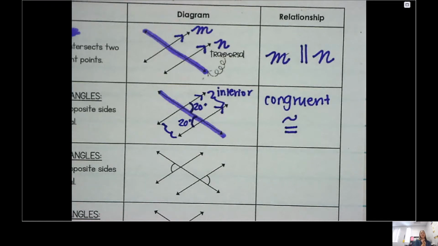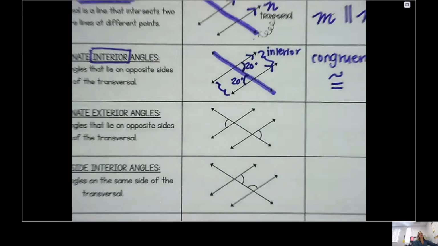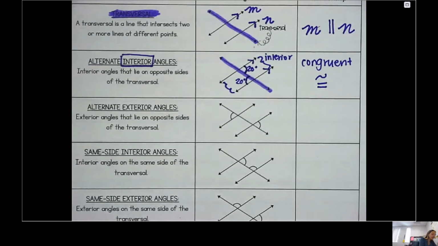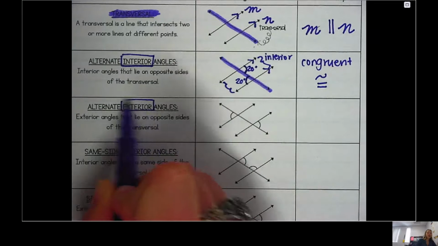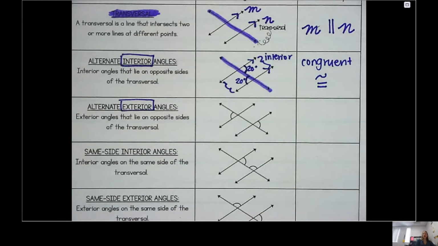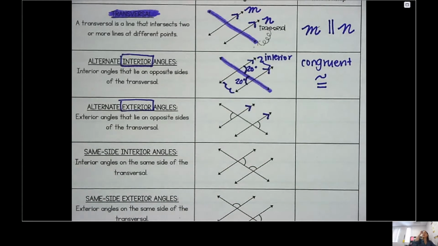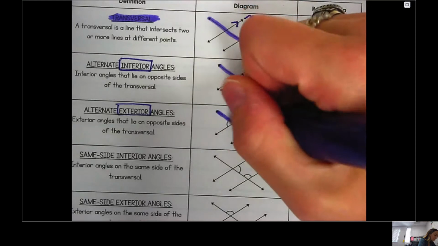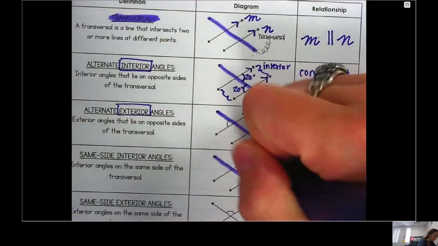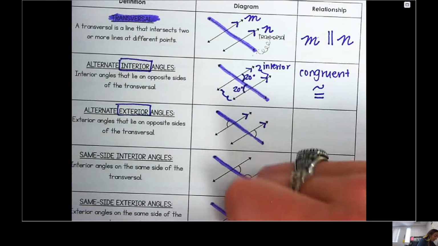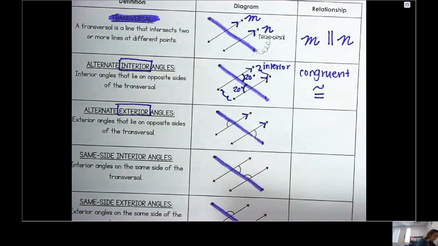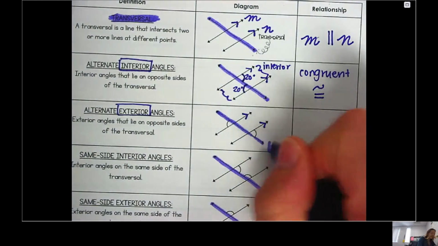Alternate interior angles. My next one is called alternate exterior angles. Exterior, what does the word exterior mean? Outside. Okay, so in this picture you've got the same thing. You've got two parallel lines, and you've got your transversal right through the center. So every time I'm going to highlight my transversal. You want to go through and just highlight them all. Save some time. Okay, there's my transversal.